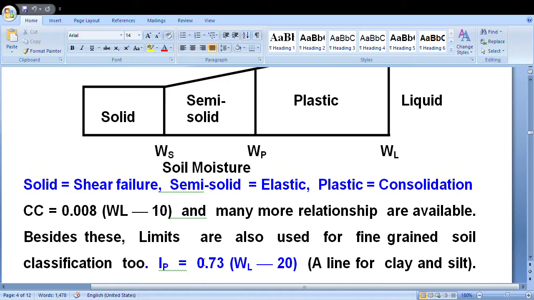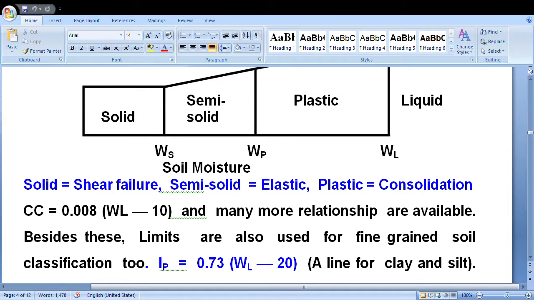Besides this, limits are used for classification of fine grained soil. Fine grained soil means those which are silty, clayey soil. Clay and silt, that is silty, clayey soil. There is a line which is calculated. This plasticity index is calculated as 0.73 WL minus 20 as the A line.